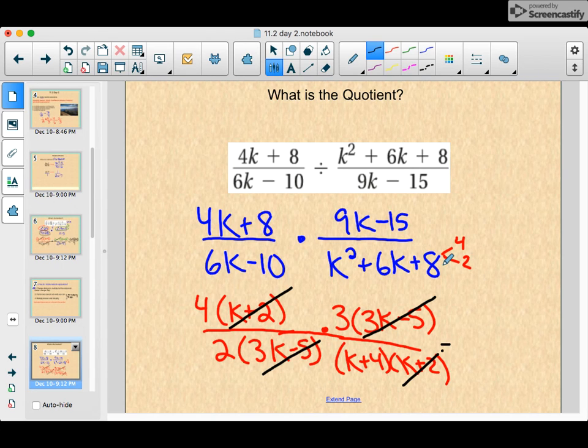And then on the top here, you're left with 4 and 3. Now, some people go, oh, you can reduce these. You can do it there. That's fine. Or you can multiply straight across and reduce it at the end. Your choice. I'm going to multiply across.